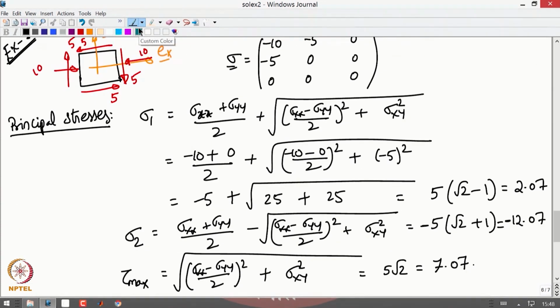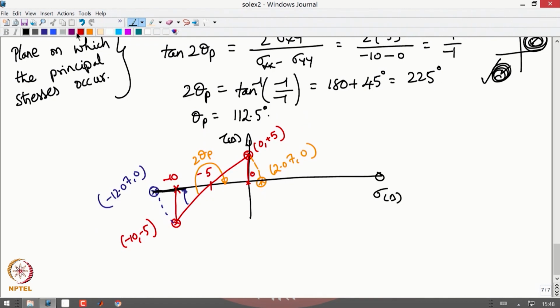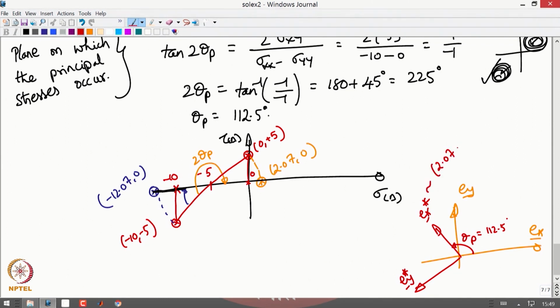Now, if I were to represent these planes in this stress cube itself, I have E y, E x acting like this, theta p 112.5, which results in the maximum principal stress occurring at an angle, E x star, E y star, where this angle is this theta p, which is 112.5 degrees. Okay. This is where 2.07 stress occurs.